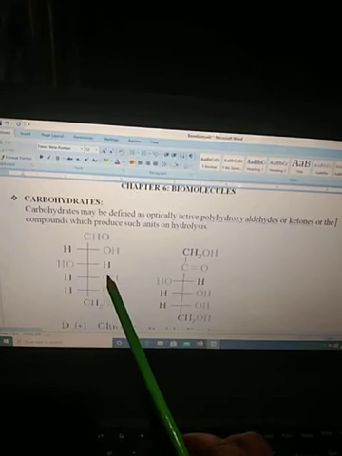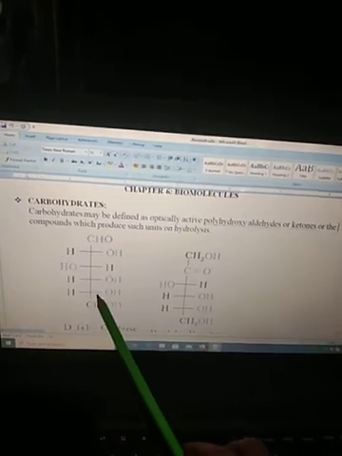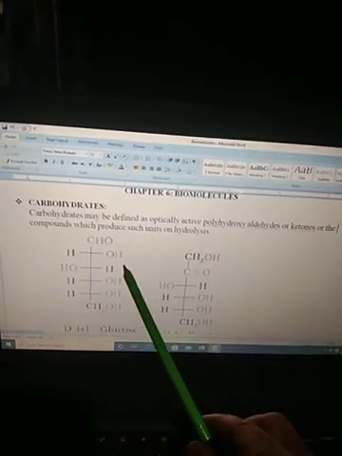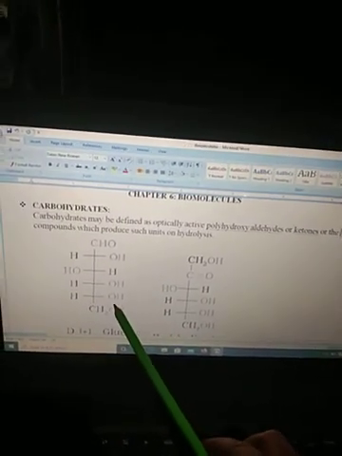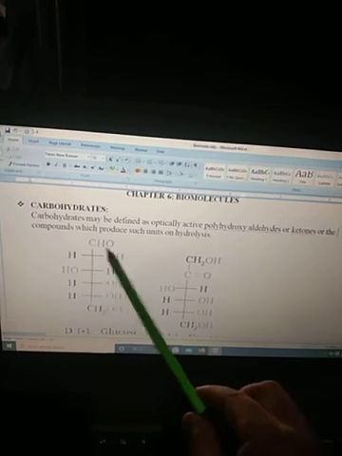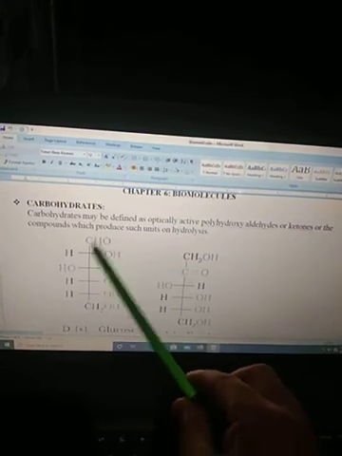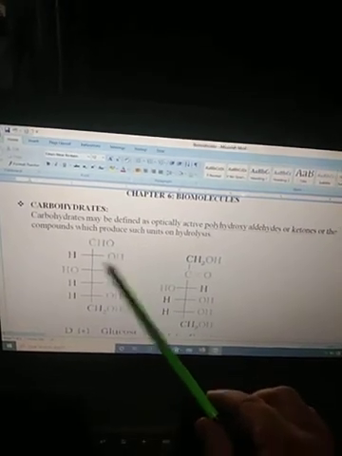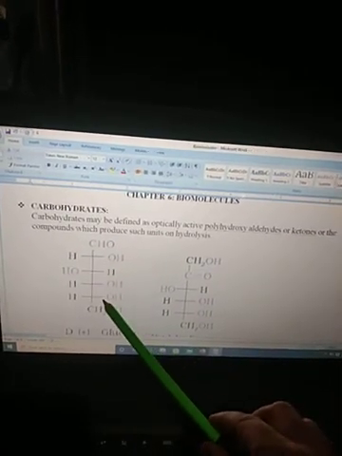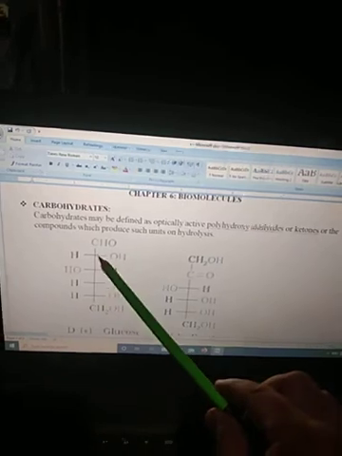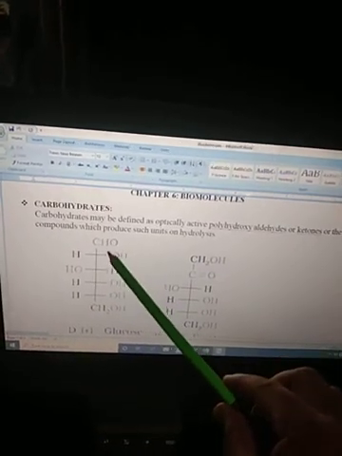Now in glucose we can see they have got 5 OH groups. One is primary and 4 others are secondary type of alcohol, and one aldehyde group. So they are called polyhydroxy aldehydes, and each carbon atom is optically active. That means they can rotate the plane polarized light.